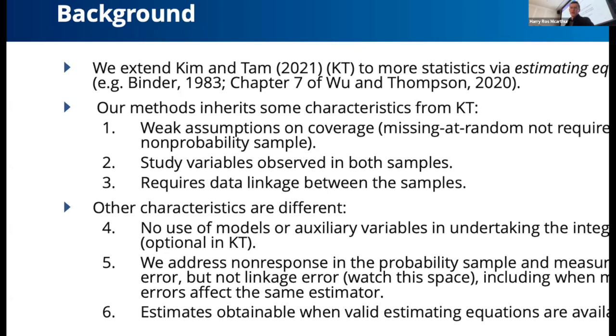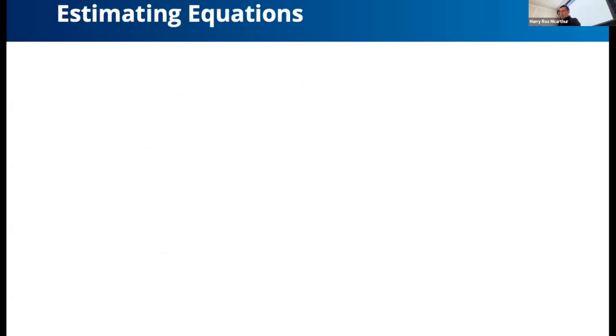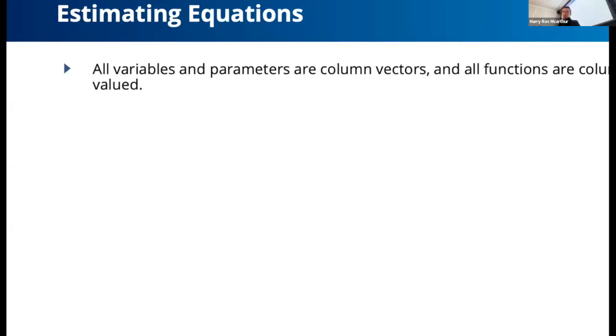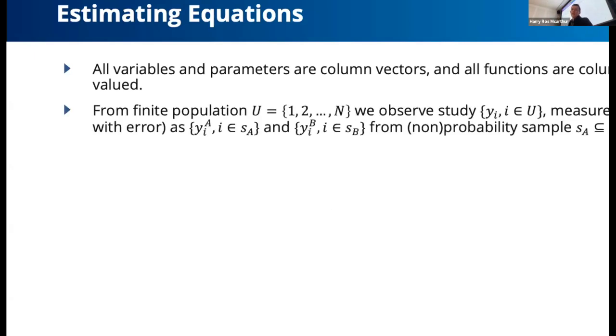And finally, estimates are obtainable when valid estimating equations are available, not just for means and totals. Okay, so I've talked a lot about estimating equations. What are estimating equations? Well, we're going to say basically more or less that everything's either a column vector or a matrix. And here, this is a very classical official statistics setup. So we have some finite population U, that's a set of people, businesses, units, whatever, indexed by some ID 1 through N. For each of the units that we observe a study variable y.